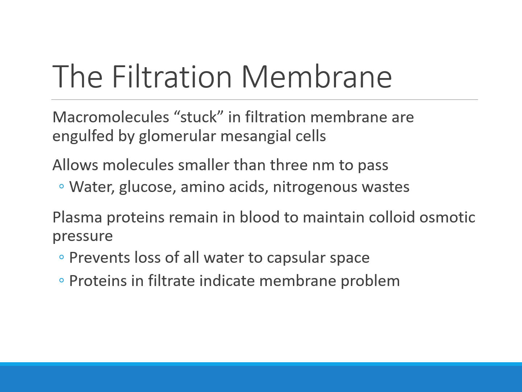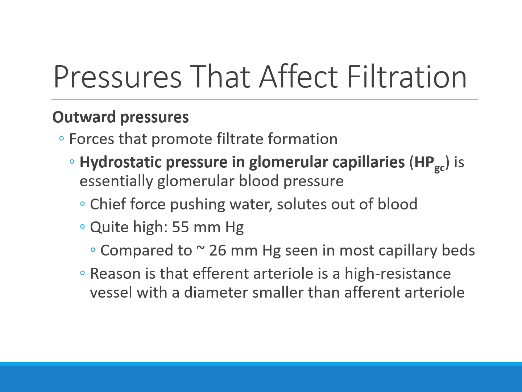This filtration membrane is going to allow molecules that are smaller than 3 nanometers to pass through, so water, glucose, amino acids, and nitrogenous wastes. Plasma proteins should stay in the blood because they're large, and that helps to maintain the colloid osmotic pressure. This prevents the loss of all of the water to the capsular space, because if those plasma proteins pass through, the water would follow through as well. Proteins in the filtrate indicate that there's something wrong with the membrane.